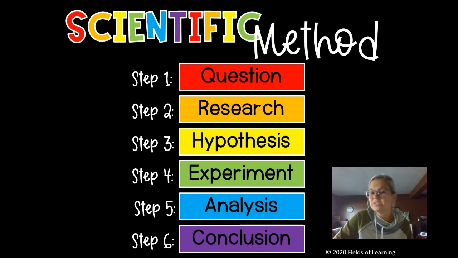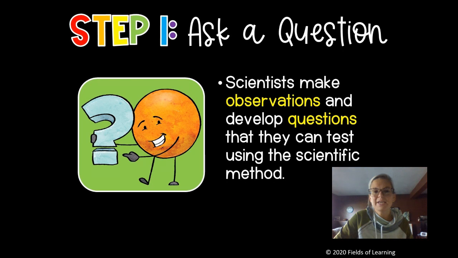So you can see that there are 6 steps: the question, the research, the hypothesis, the experiment, the analysis, and then their conclusion. So taking a look at step 1 is asking a question. So oftentimes scientists make observations and develop questions that they can test using that scientific method. So one of the things I'm going to be asking you to do in the next couple of days is ask some questions or take some observations based on a couple experiments that you're going to be doing at home.